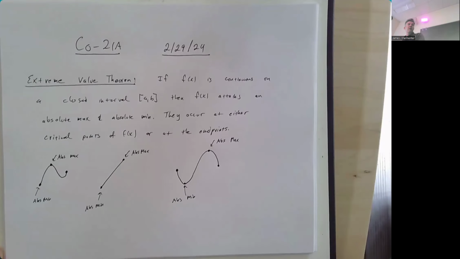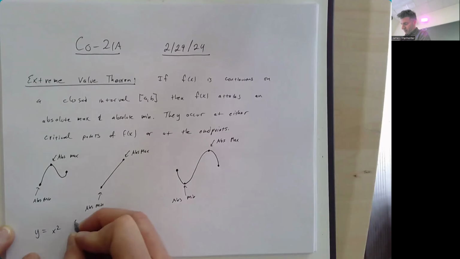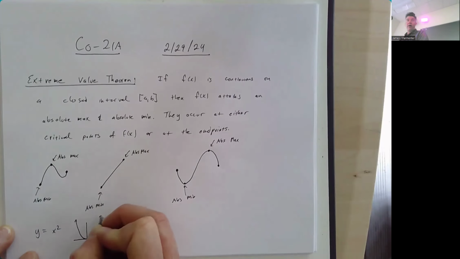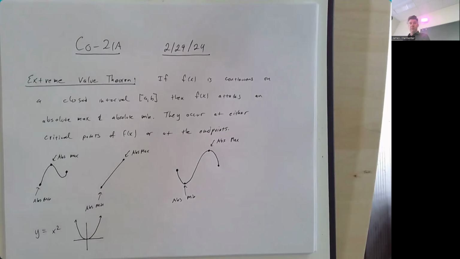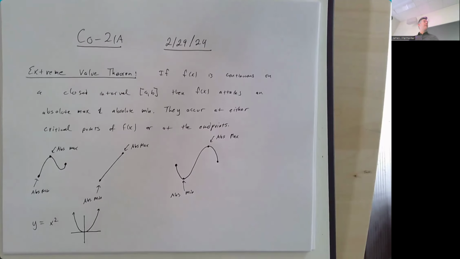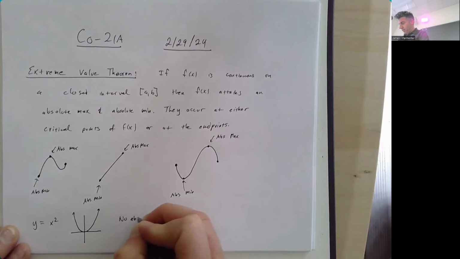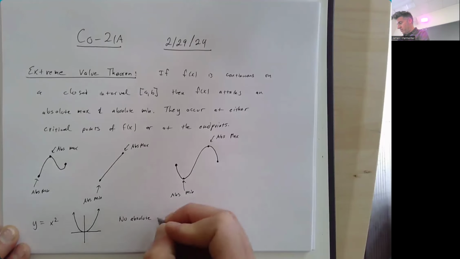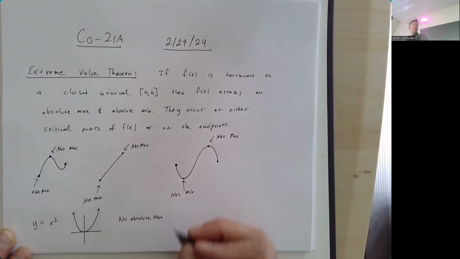And then conversely, if your function is not on a closed interval, for example, the function y equals x squared, which looks like this, on the entire natural domain of that function, it definitely does have an absolute minimum at the origin. It definitely does not have an absolute maximum, right? It just gets larger and larger as you go left or right. So this does not have an absolute max. And again, we shouldn't necessarily have one because it's not a function on a closed interval.